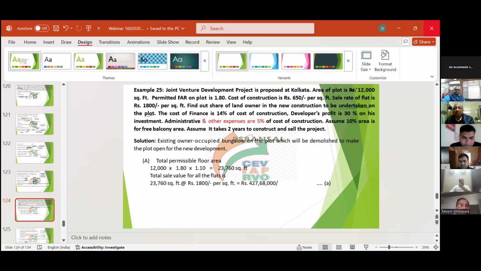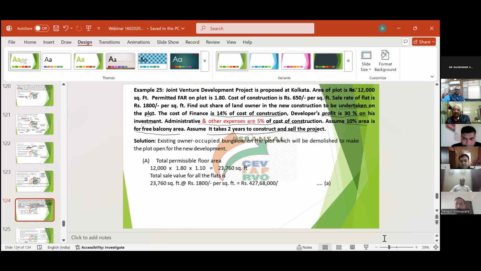The cost of finance is 14% of the cost of construction. The developer's profit is 30% on his investment. Administrative and other expenses are 5% of the cost of construction. Assume 10% area is for free balcony area. Assume it takes 2 years to construct and sell the project. This type of question you may get in real life also.